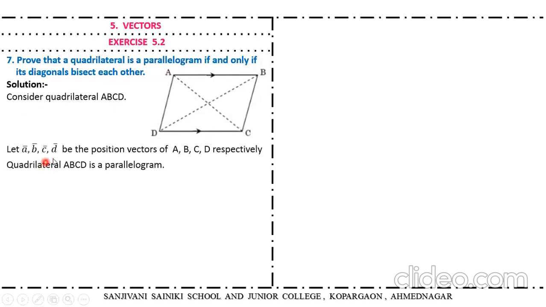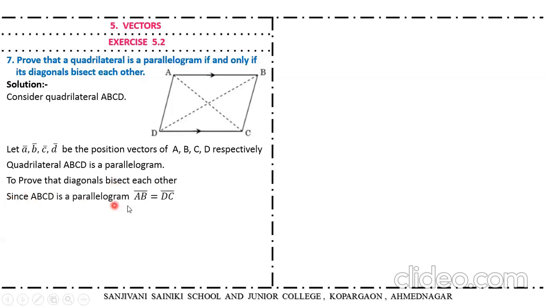Let A bar, B bar, C bar, D bar be the position vectors of the points A, B, C, D respectively. So quadrilateral ABCD is a parallelogram. To prove that the diagonals bisect each other, here it is an if and only if part. So we have to assume this part and prove this part. Then we have to assume this part and prove the first part.